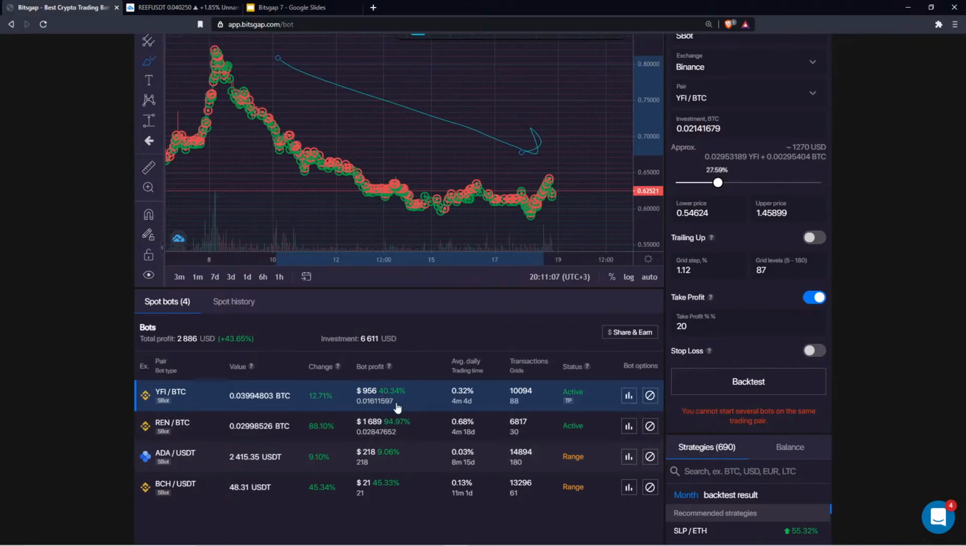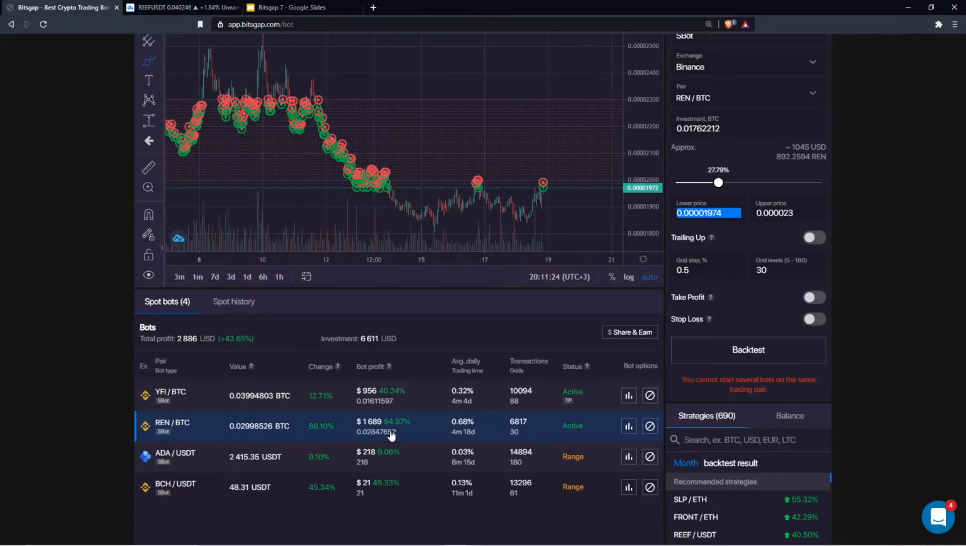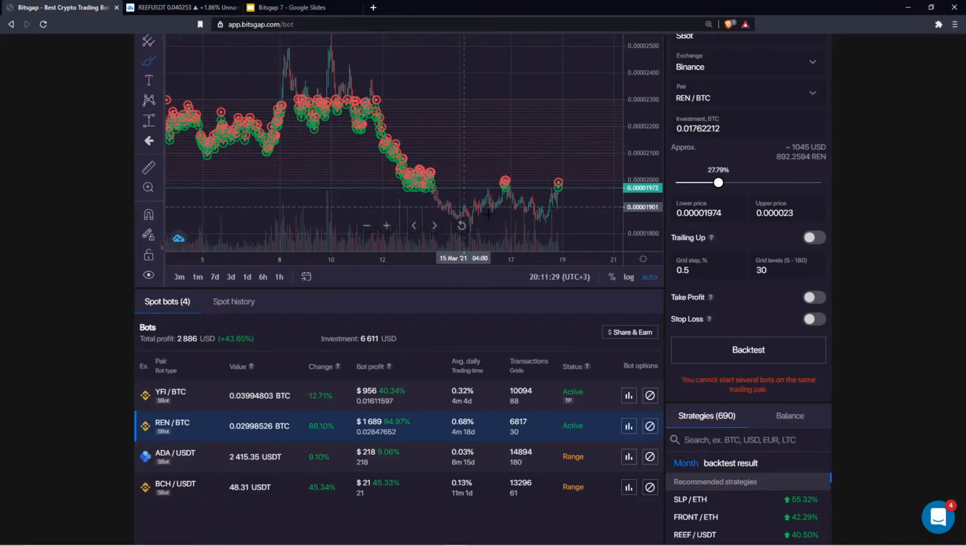Bot profit always positive, it is in the quote currency, and investment change is the key metric for you to monitor, because that's the only one which shows you how your initial investment has grown up. You see rand to Bitcoin 88%. Why not more than 94? Because you see this short-term downfall, this was something that affected my overall return. You see, that's why it's 88, not 94. So that's the difference between the bot profit and the investment change, and the key metric is investment change here.